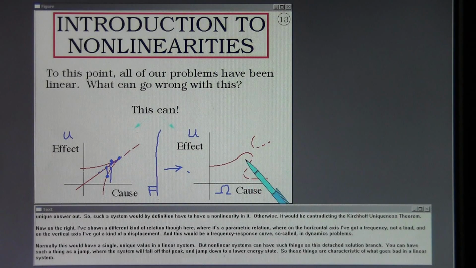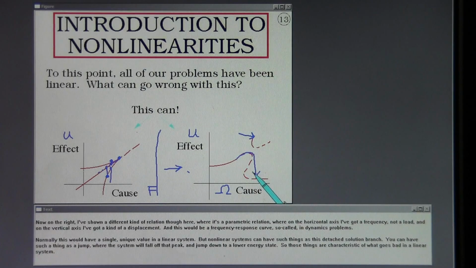Normally this would have a single unique value in a linear system, but nonlinear systems can have such things as this detached solution branch. You can have such a thing as a jump, where the system will fall off that peak and jump down to a lower energy state. So those things are characteristic of what goes bad in a nonlinear system.